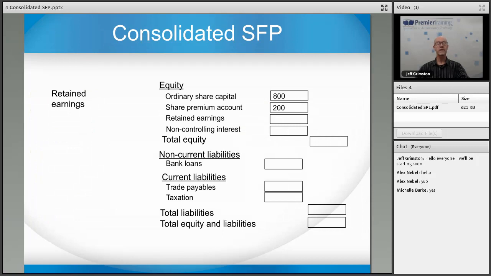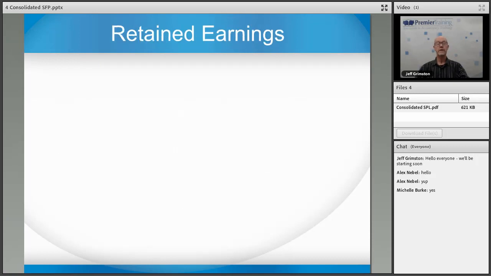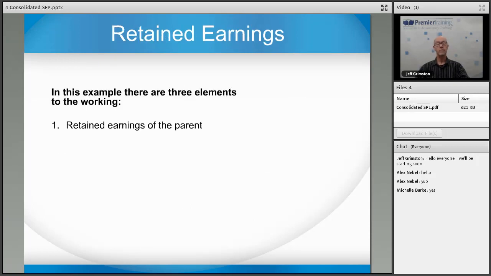Now, retained earnings. This gets trickier. There's invariably a working, and in this case there will be a three-part working. We'll start with the retained earnings of the parent company from the statement of financial position. We then have to add to that the parent's share of the profit that has been earned by the subsidiary since the time of acquisition. Whew, that's a gobful.